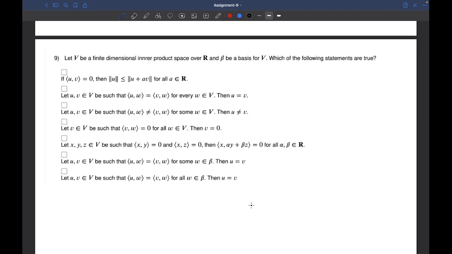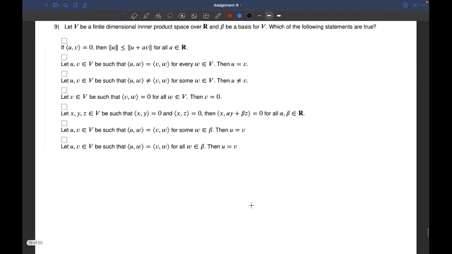What it is saying: let V be a finite dimensional inner product space over R and beta be a basis for V. Then which of the following statements are true? If the inner product of U and V is 0, then norm U squared is less than norm of U plus aV for all a belongs to R. So let's check this.